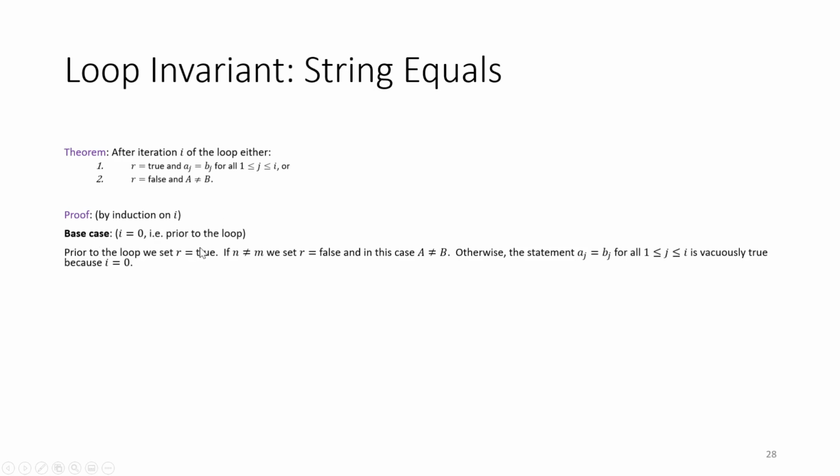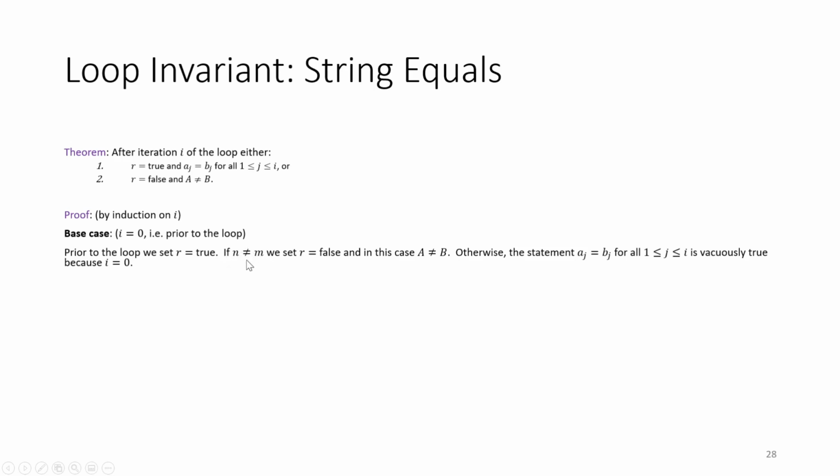So what did we say? I said before the loop, what happened? Well, the very first thing we do before the loop is we set r to true, but then we do that check. If n is not equal to m, then we set it false. But notice, if n is not equal to m and we set it false, in this case, a is not equal to b. So prior to the loop, r is equal to false and a is not equal to b if this were the case.